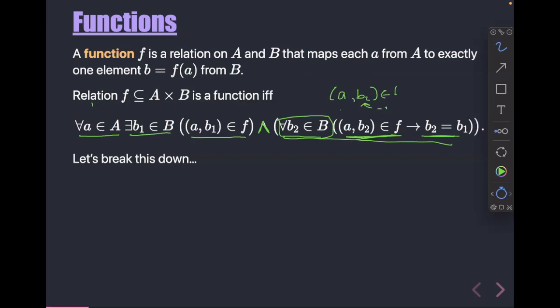That's the only case, because there should only be one value in this pair. That's the property we're describing when we say a function maps each A from A to exactly one element. So what that's saying is, if there's a B2 such that the pair (A, B2) is in F, then B2 is equal to B1, because we already know that (A, B1) is in F.